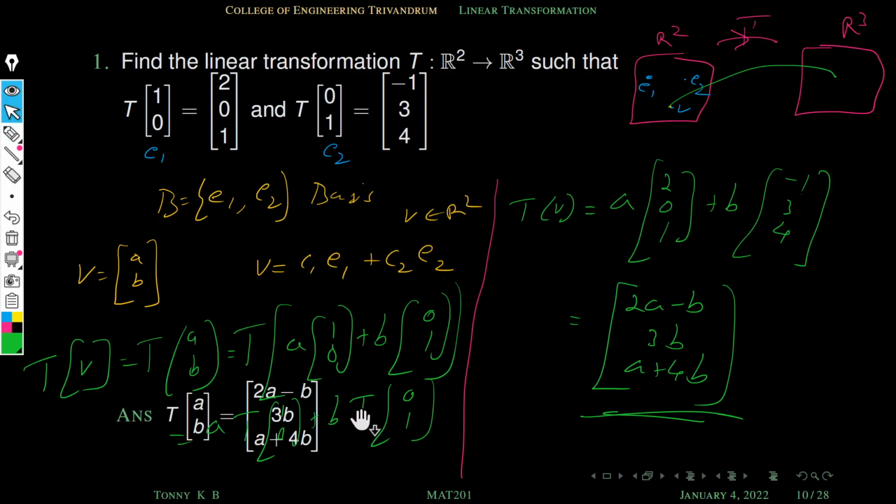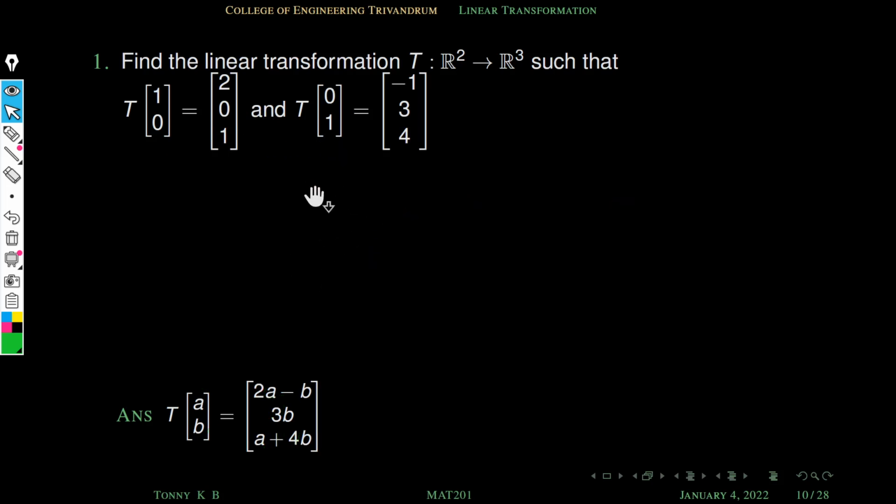So this is possible only if you know the images of the basis elements. The advantage of this concept is that if you know the images of some elements, meaning basis elements, then you can find the images of any element using our known values. That is the advantage of this concept.